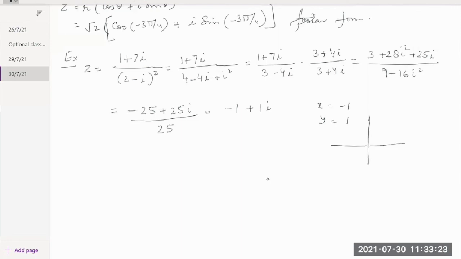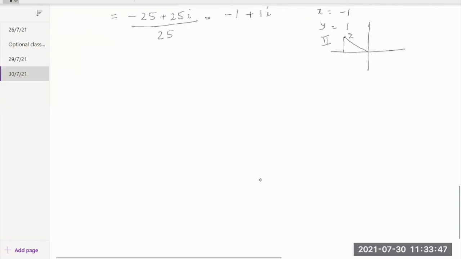I have minus 1 as x, so I'm on this side, and positive y, so that means I am in the second quadrant. So this is my z over here. Okay, I'm in the second quadrant. Now let's see. I have my x value with me. I have my y value with me.